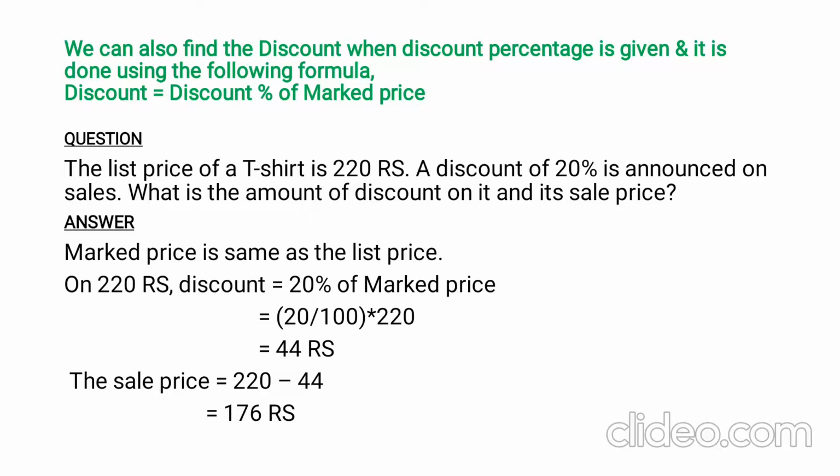Well, here marked price is the same as the list price. On 220 rupees, discount is equal to 20% of marked price, that is 20/100 into 220, which gives us the value of discount as 44 rupees. Thus, the sale price is equal to list price minus discount, which is 220 minus 44, and thus the value of sale price is 176 rupees.